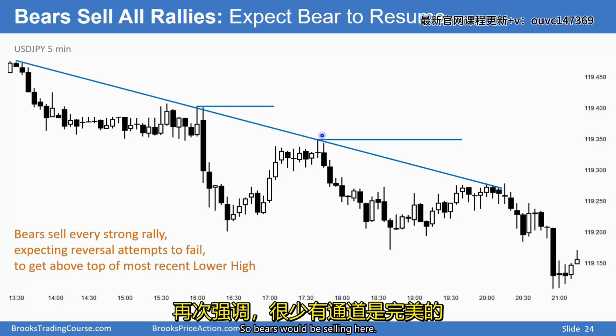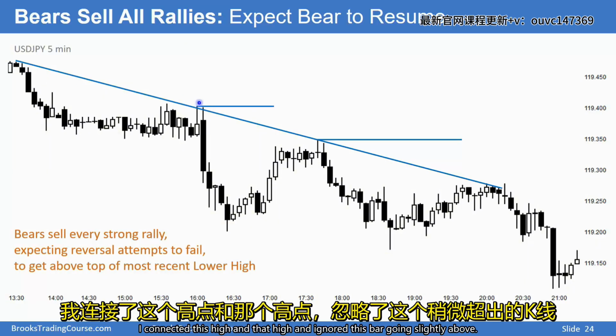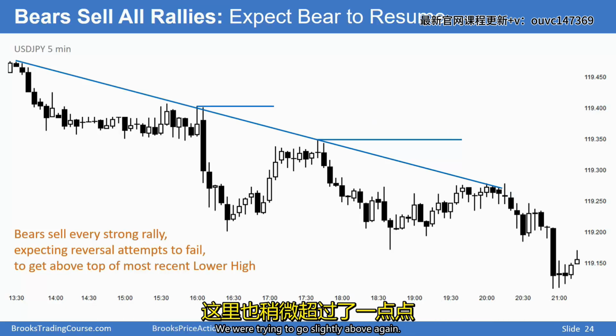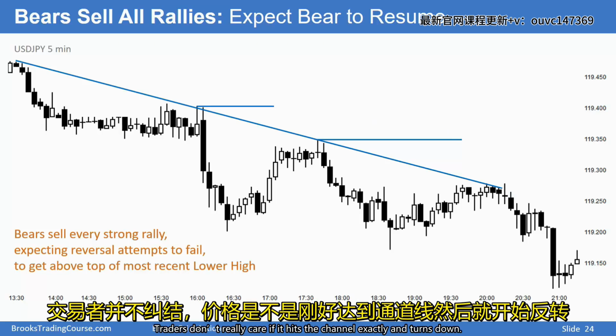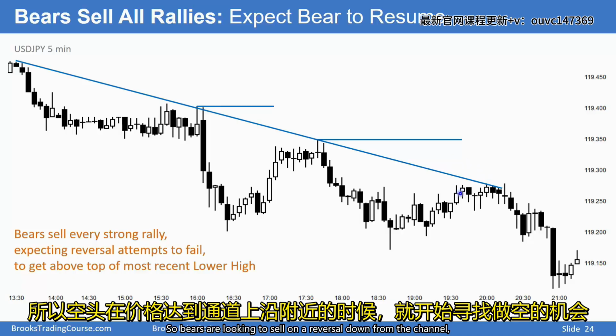Again, channels are rarely perfect. You can see the way I drew it, I connected this high and that high and ignored this bar going slightly above. And we're trying to go slightly above again. Traders don't really care if it hits the channel exactly and turns down. They care that it turns down somewhere around the channel. So bears are looking to sell on a reversal down from the top of the channel, somewhere around the channel.